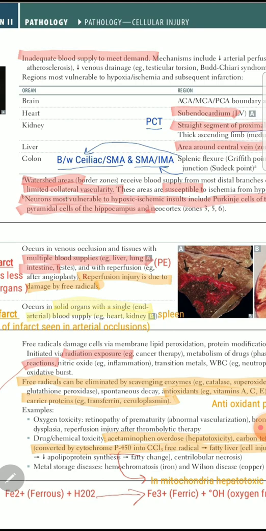So the areas susceptible to ischemia: neurons, with hypoxic injury in the Purkinje and pyramidal cells. In heart, it is subendocardium. In kidney, it is PCT or the straight segment. In liver, it is the central area. In colon, these are the watershed areas.